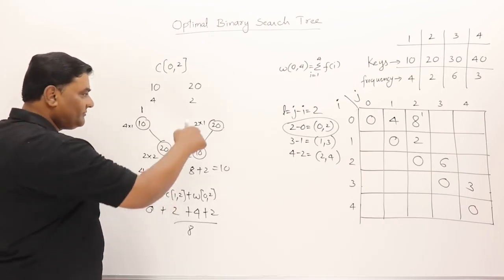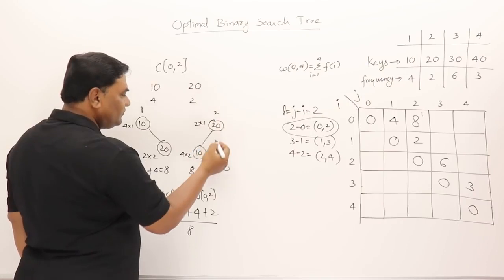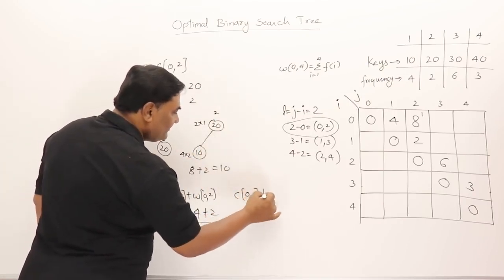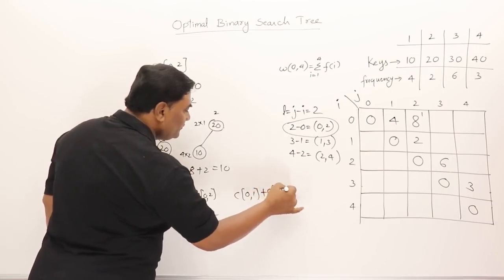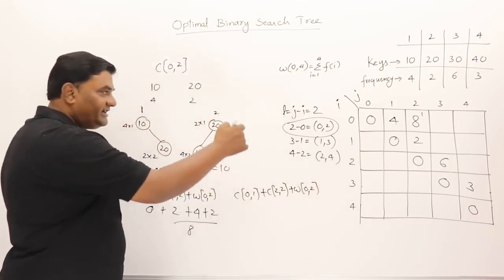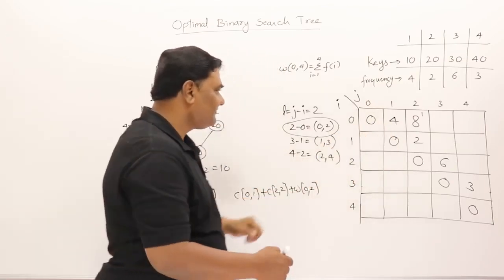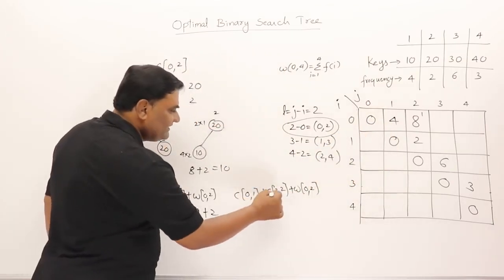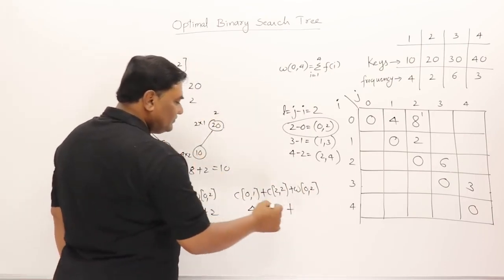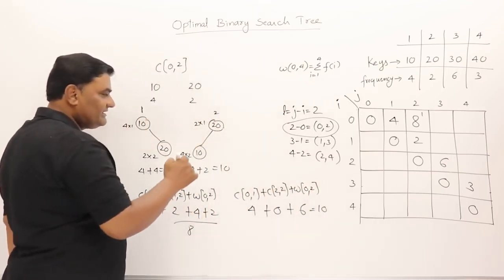Now how is the same formula applicable on this side? See, this one, I am taking 2 as a root. So 1 on this side. So C of 0 comma 1 plus C of 2 to 2 plus weight of 0 to 2. So from the table, let us see 0, 1. How much is 0, 1? 4. Plus C of 2 comma 2 is 0. Weight of all these, that is 4 plus 2, is 6. So how much is this? 10. Yes, we got the same answer.